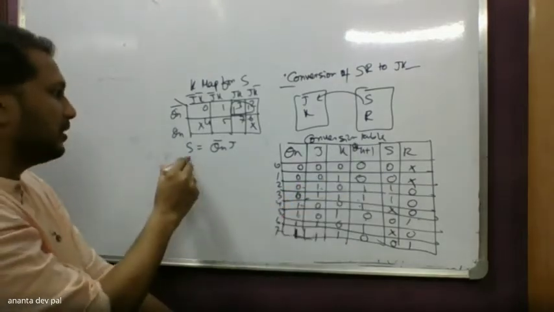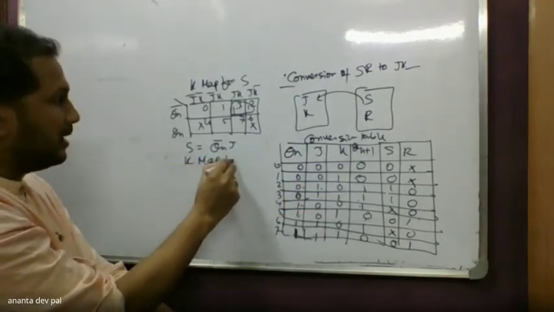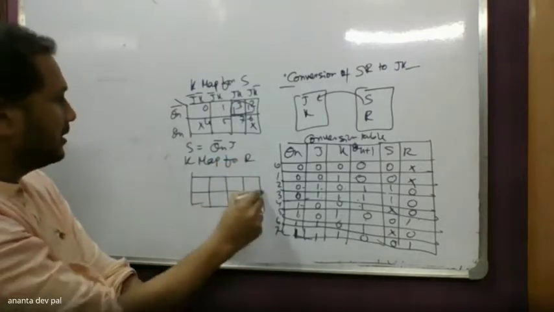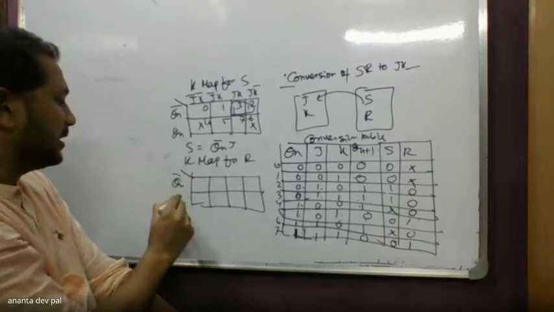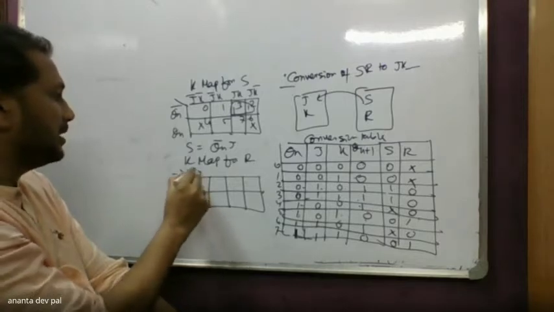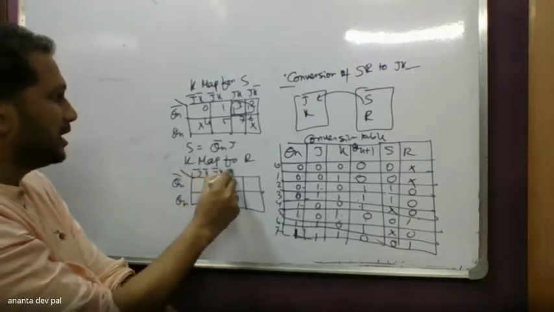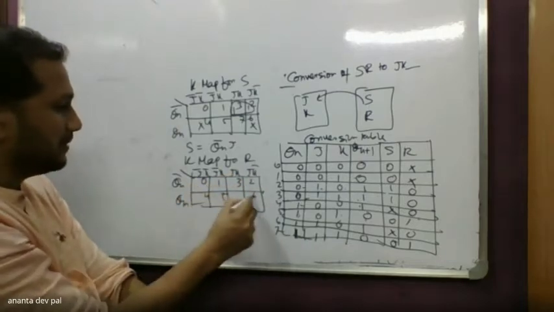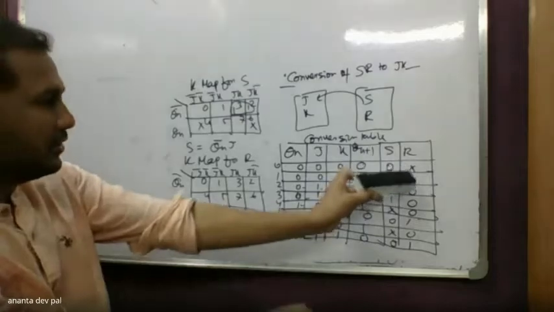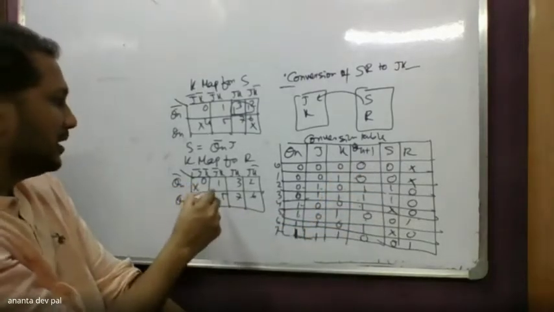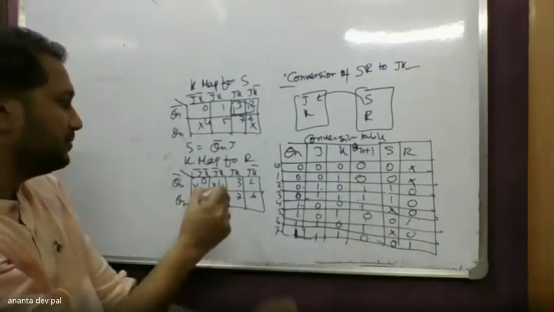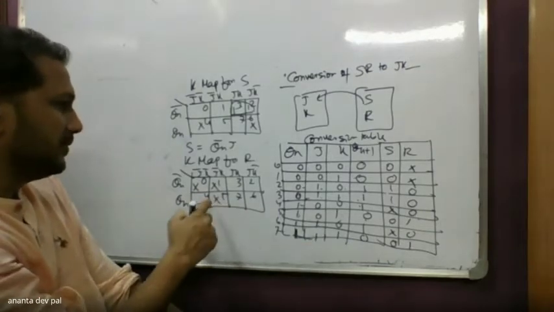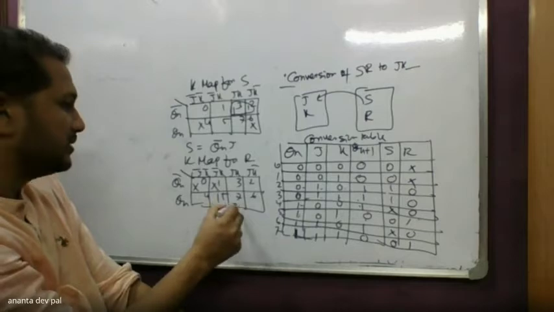Now the K map for R. So this is the map for R. Now this is the Q and Q bar, J bar K bar, J bar K, J K and J K bar. 0, 1, 2, 3, 4, 5, 6, 7. For the R, 0 is cross, 1 is cross, and the fifth position is cross, the fifth is 1 actually, and 7 is 1.